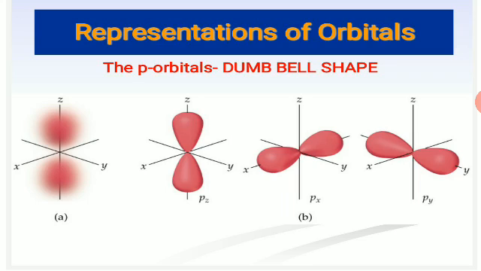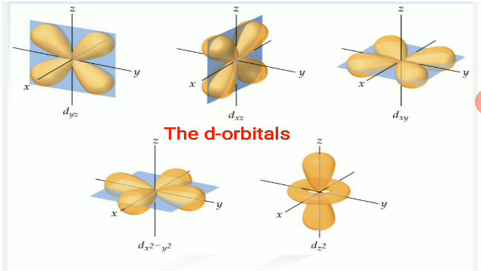Each axis has its own dumbbell shape. So we have pz, px and py orbitals in our p subshell. Next one is your d orbitals. They are dumbbell shaped. dyz, dxz and dxy lie in between the axes, whereas dx square minus y square and dz square lie on the axes.